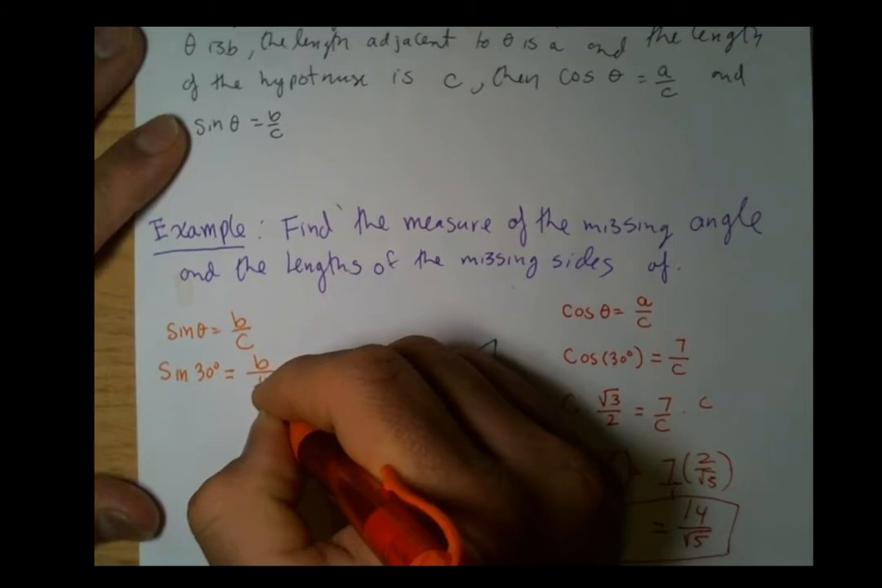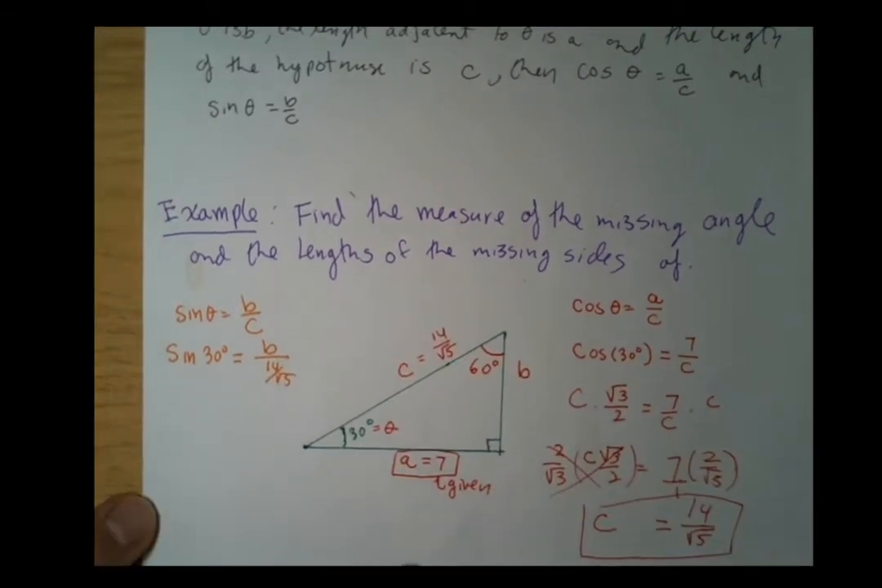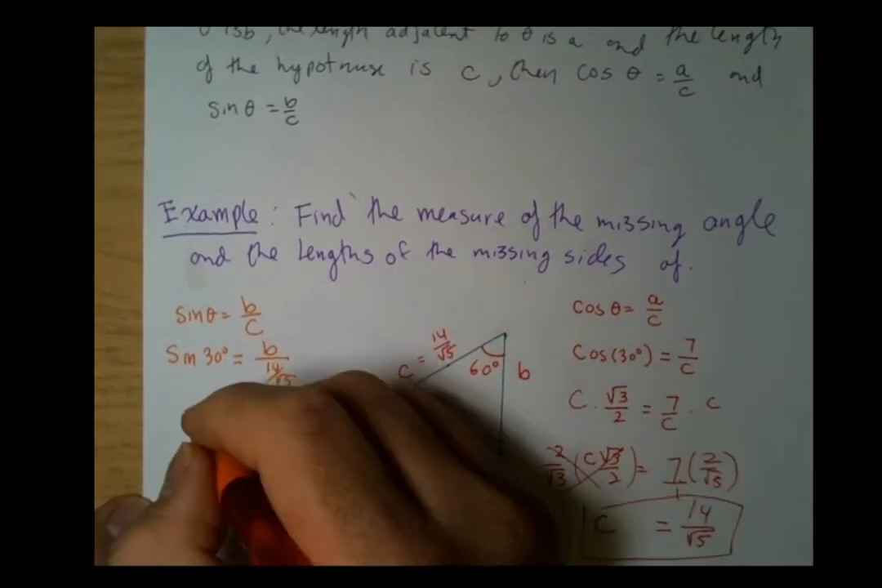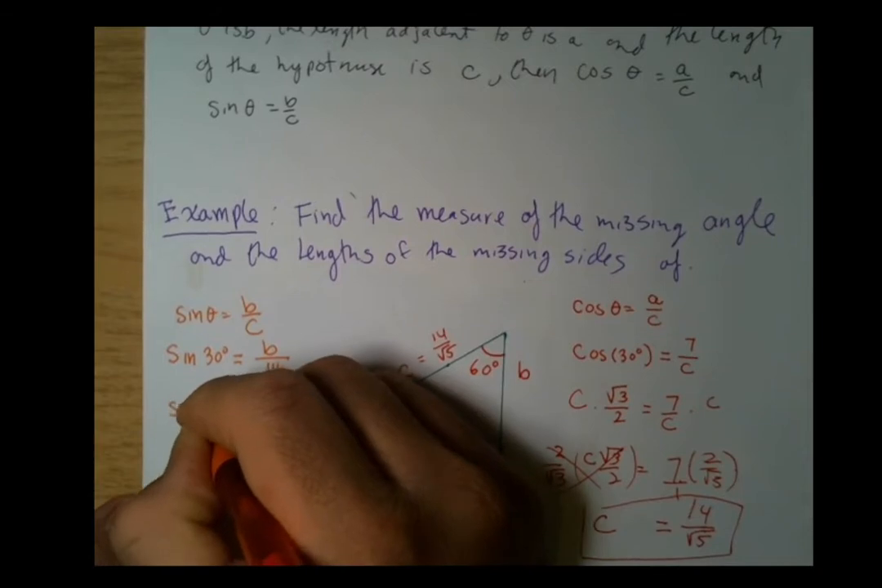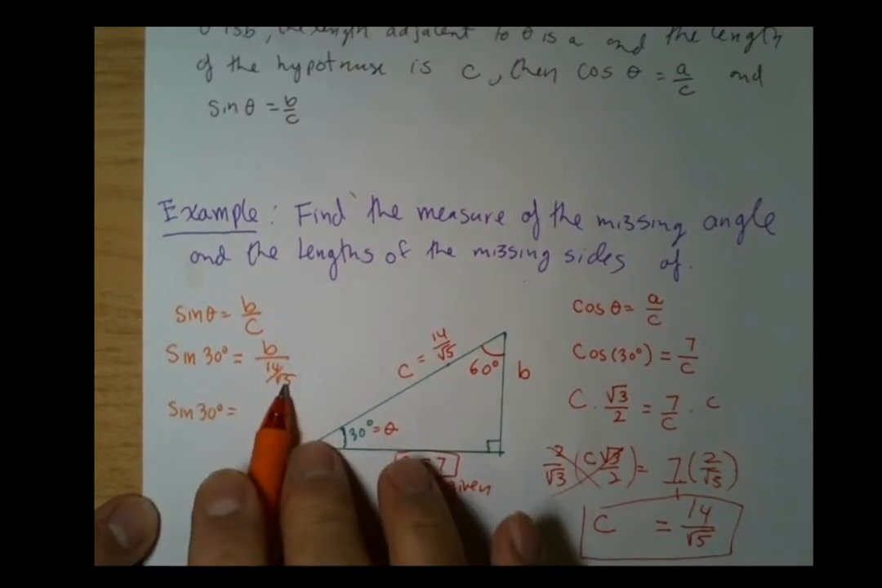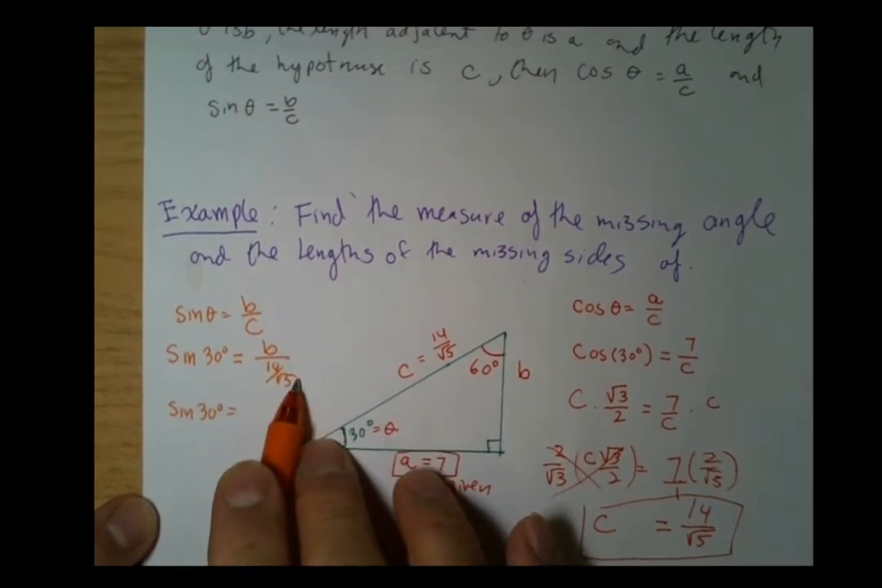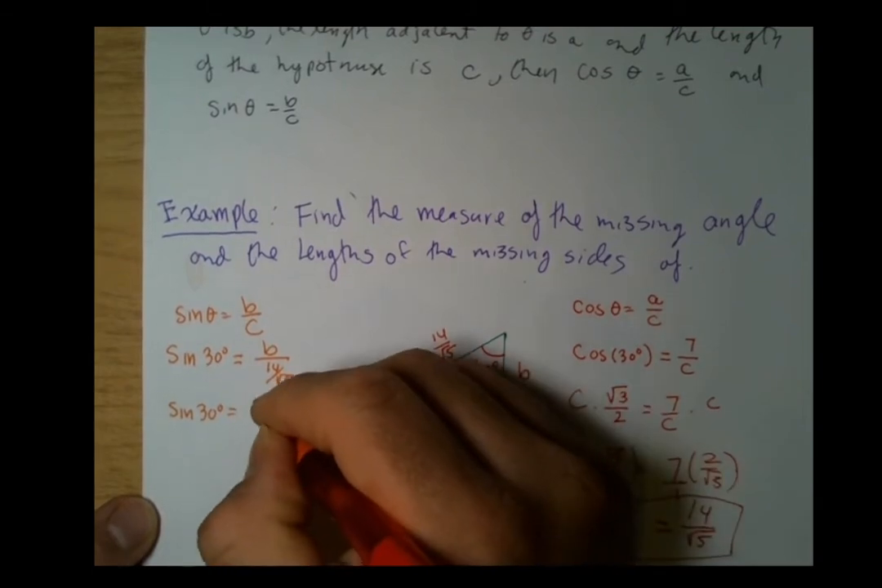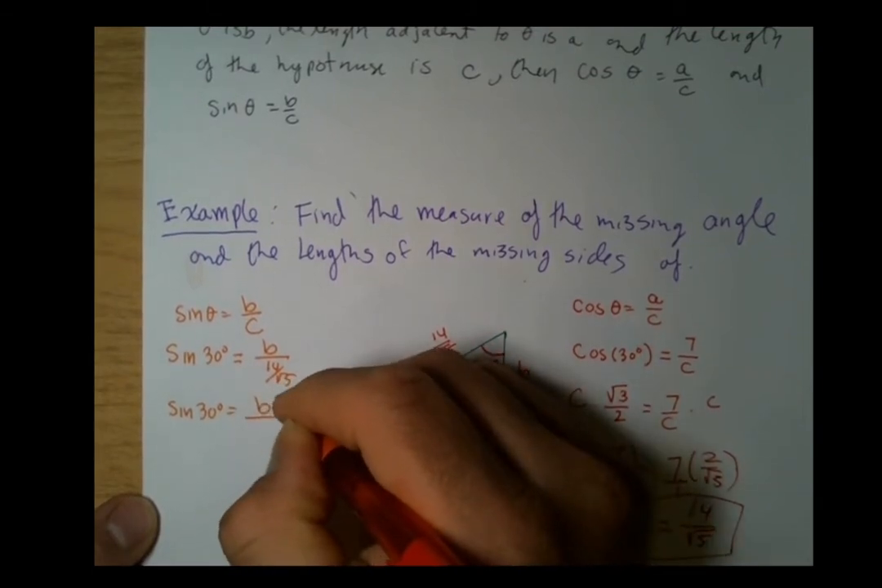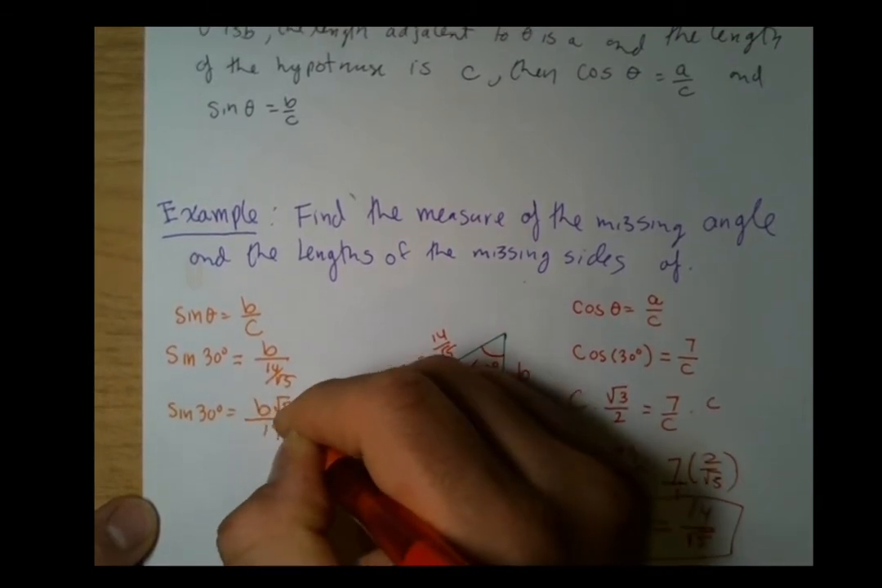It's 14 over root 5. All right, or I can write this as sine of 30 degrees. I want to get rid of this complex fraction. I don't like this, right? I don't like when there's a fraction over a fraction. So that simplifies to b root 5 over 14.